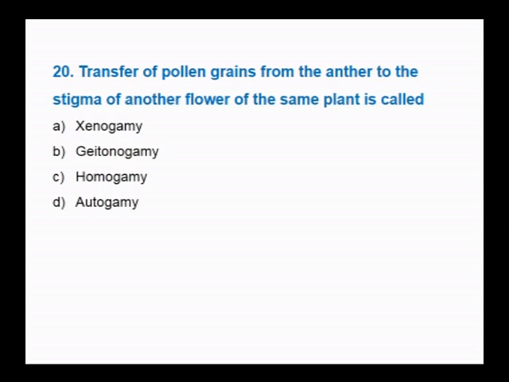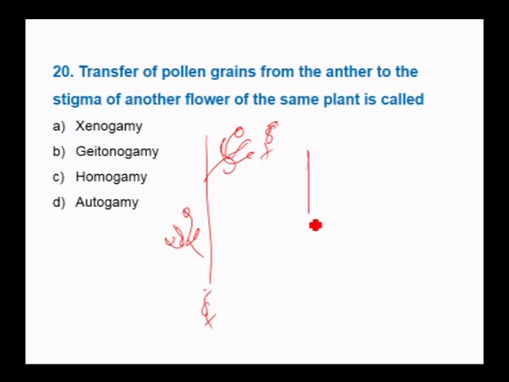Transfer of pollen grain from anther to the stigma of another flower of the same plant is called. See here, a bisexual flower, the plant is bisexual, flowers are also bisexual, plant is bisexual. This is the male plant, flowers are also male, staminate flowers.